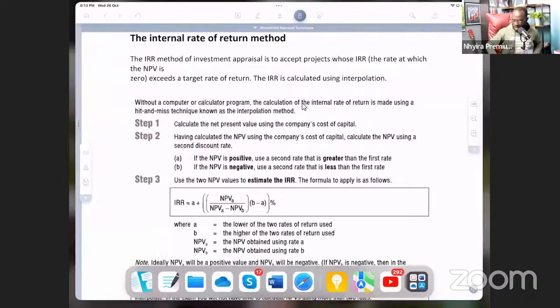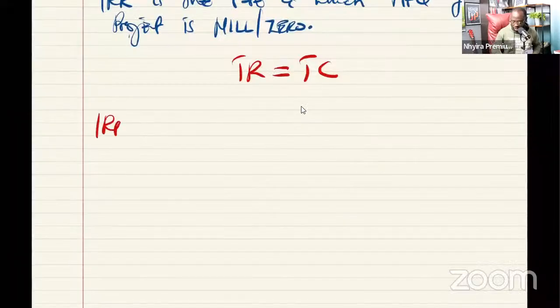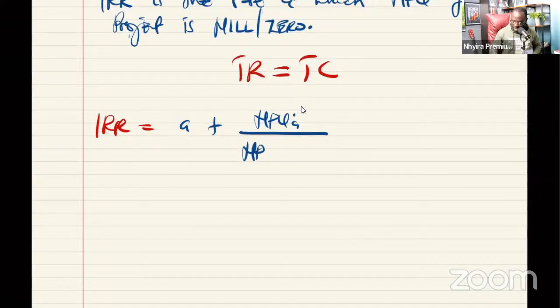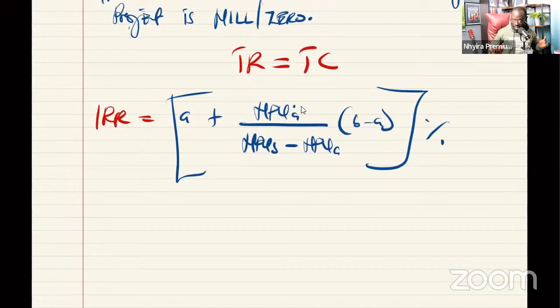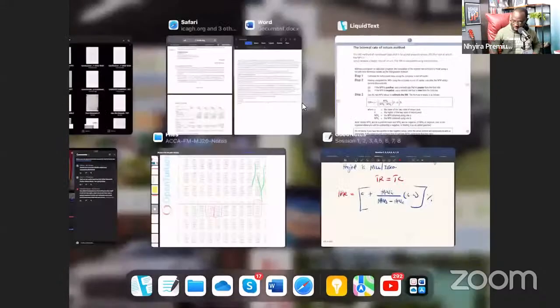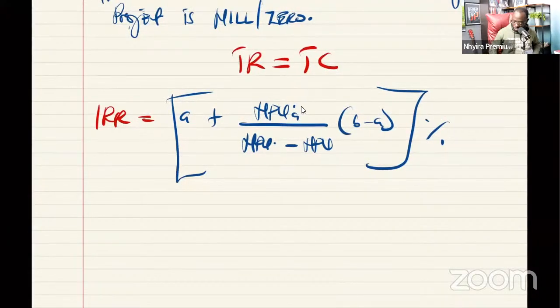So how do we put this in perspective? The formula for the internal rate of return is pretty simple. It is going to be A plus NPV of A divided by NPV of A minus NPV of B, and then B minus A, all in percent. Here, very broad formula there. Now, remember these formulas are not going to be given to you. Sorry, I messed that up. It's rather NPV A minus B. These formulas will not be given to you, so you have to know them off head. And that is very important when it comes to dealing with these things.